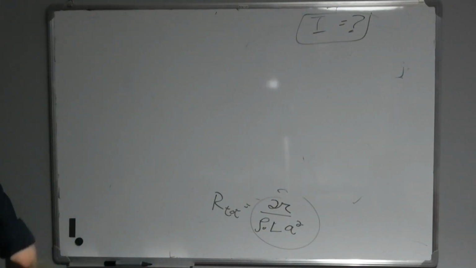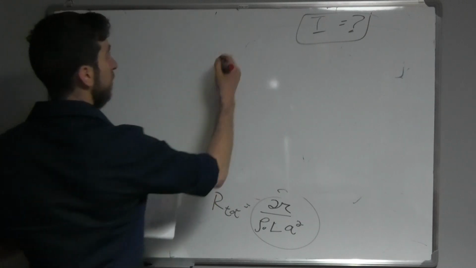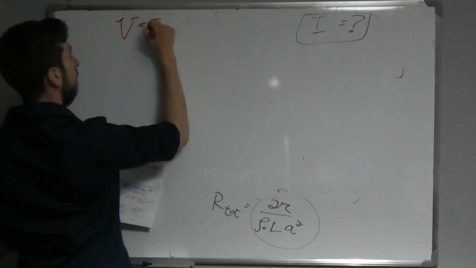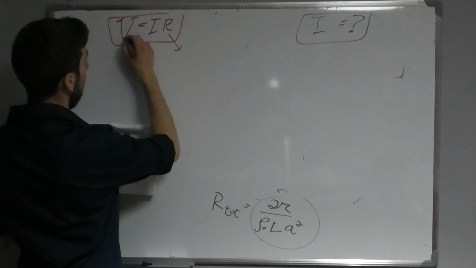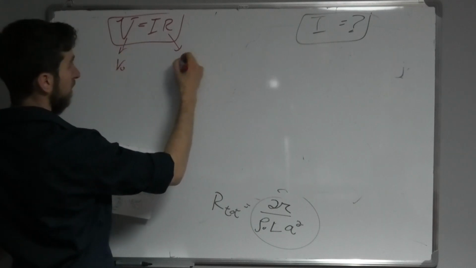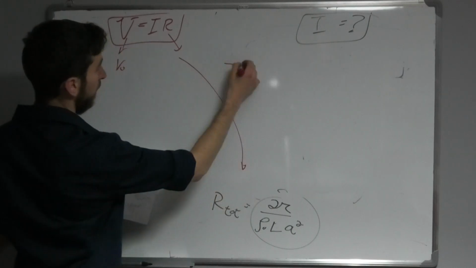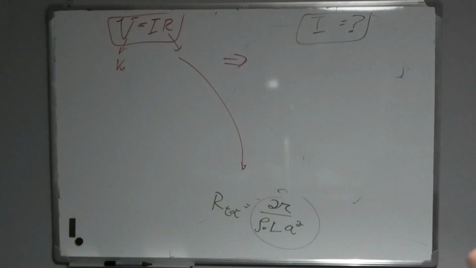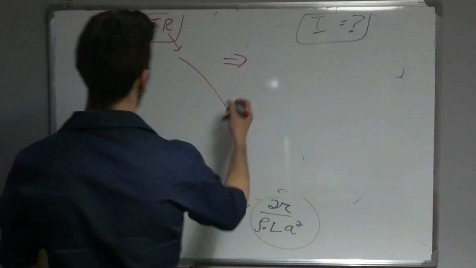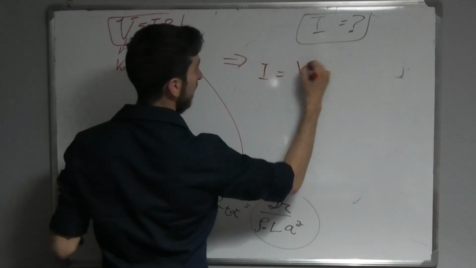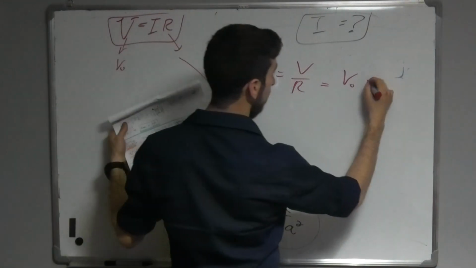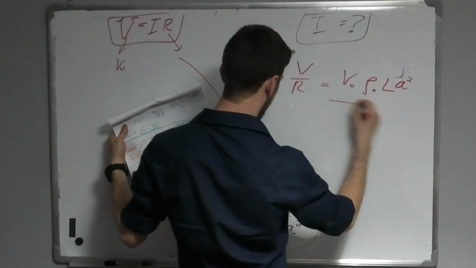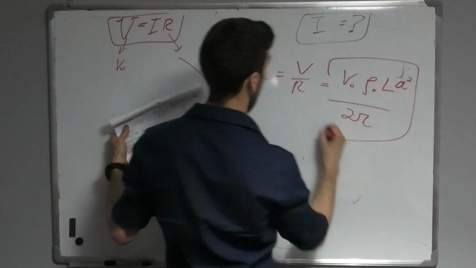Which law are we going to use? Ohm's law, V equals IR. We know R, R is this one. And we know V, it's V zero, it's a constant. So we actually know that I equals V divided by R, which is V zero multiplied by this term, L A squared divided by 2 pi. So we found the current.